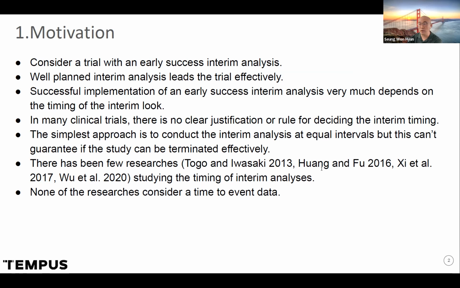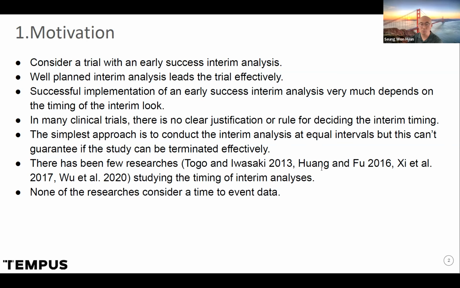Also, many times in my previous work, when we tried to do an interim analysis in a clinical trial, the question that always came back was why you set the interim time at that time point. We tried to make some justification, but the answer was that there was no clear justification for deciding the interim timing. The simplest approach known is to conduct the interim analysis at equal intervals, but there is no clear scientific justification for this, and it cannot guarantee that the study can be terminated effectively.